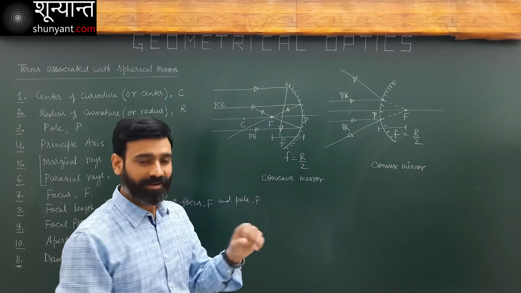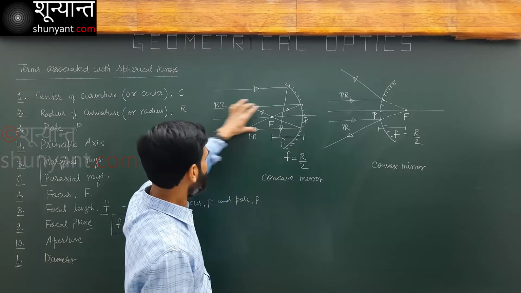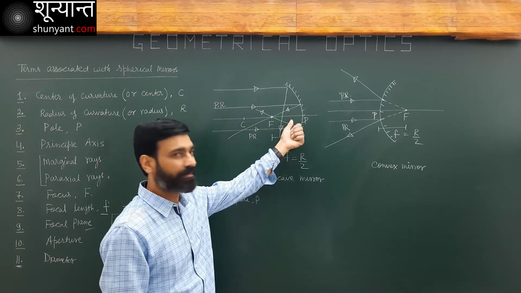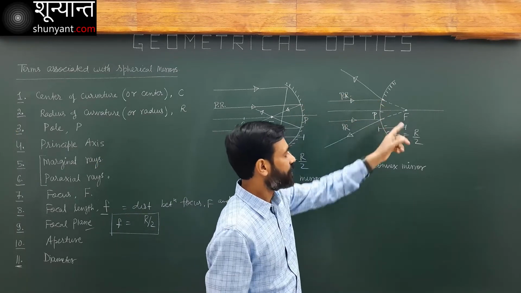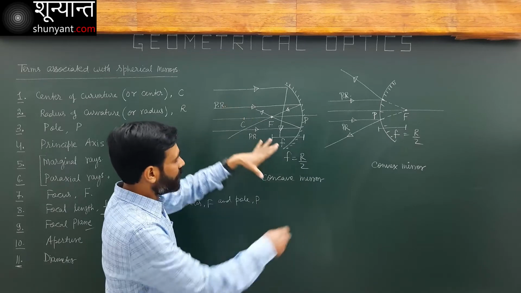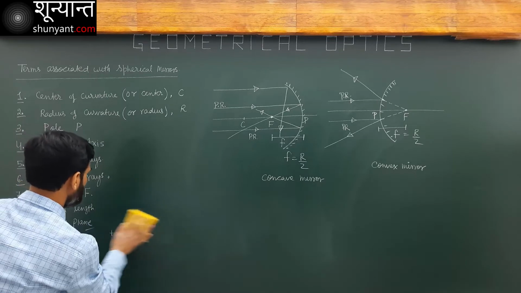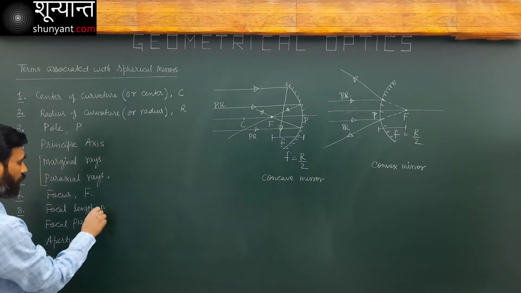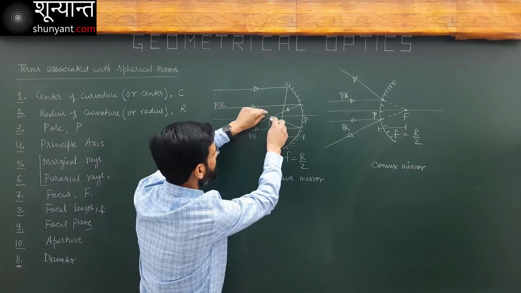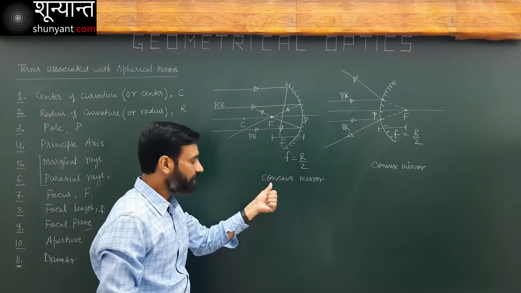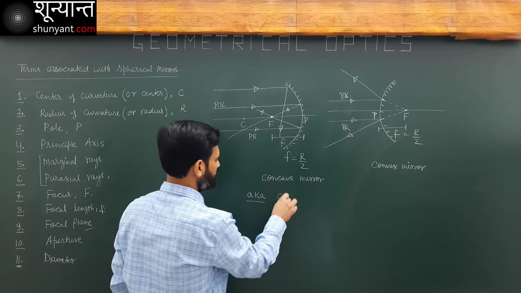Alright, now look at the behavior. What is happening to a parallel beam of light incident on this mirror, and what is happening to a parallel beam of light incident on this convex mirror? In the concave mirror, the parallel beam of light converges at one point. It is converging at one point here. So a concave mirror is also known as a converging mirror.